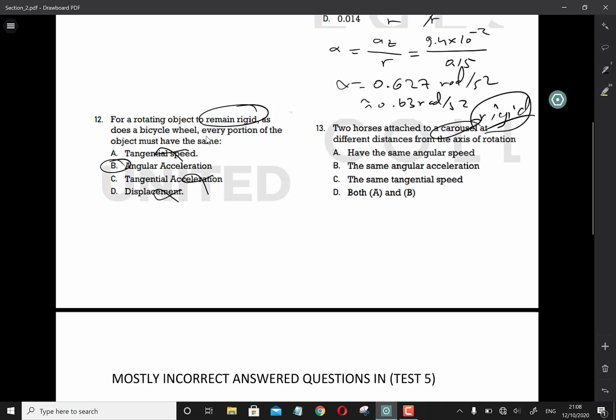They have the same angular speed, correct. They have the same angular acceleration. This is also correct. And same tangential speed, no, because their distance to the axis of rotation is different. The horse outside will have a greater tangential speed than the horse inside. So this is incorrect. It is wrong. So both A and B are the correct choices.